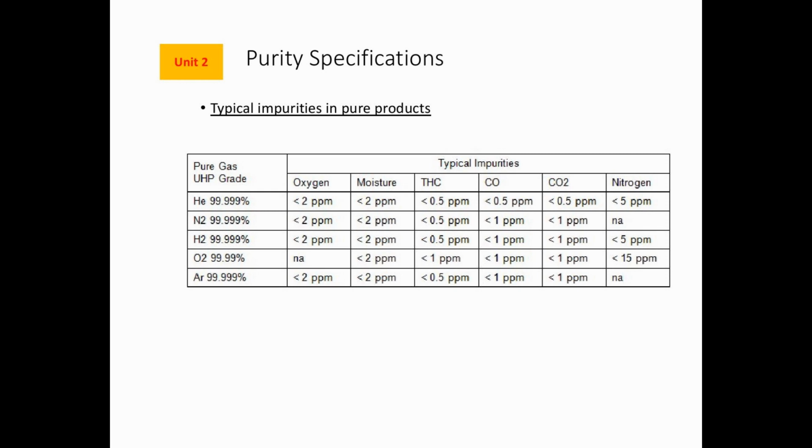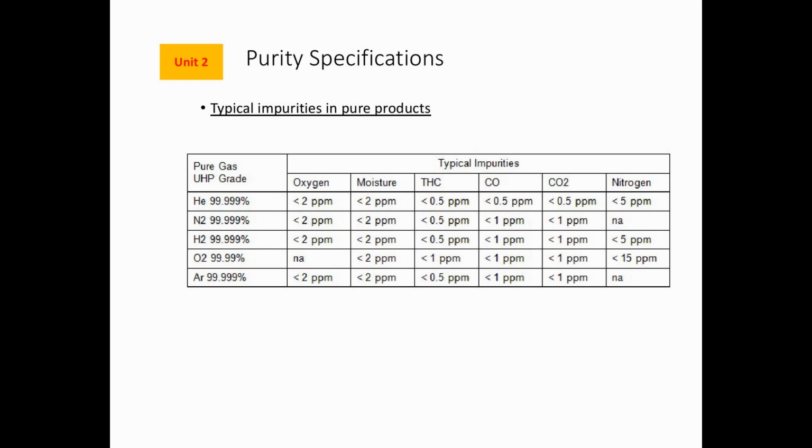Now, let's look at it. For helium, 99.999%, you got oxygen spec less than 2 ppm. Moisture spec less than 2 ppm, THC less than 0.5 ppm. So you have an individual concentration for each impurity. However, total impurity needs to be less than 10 ppm, as we talked about. So you got individual specs, and you get a total impurity spec.